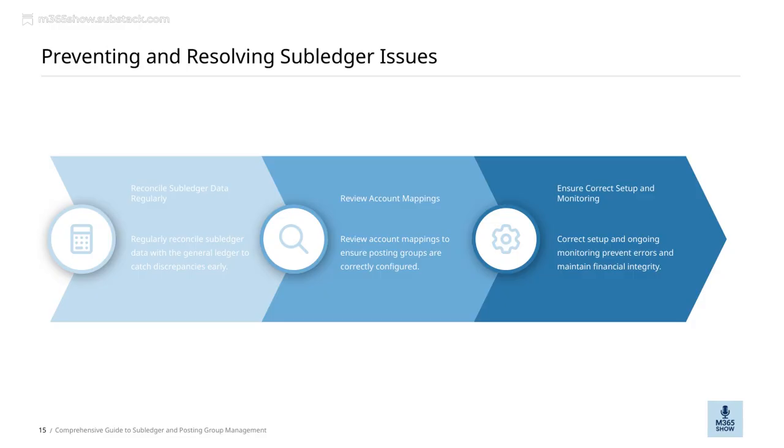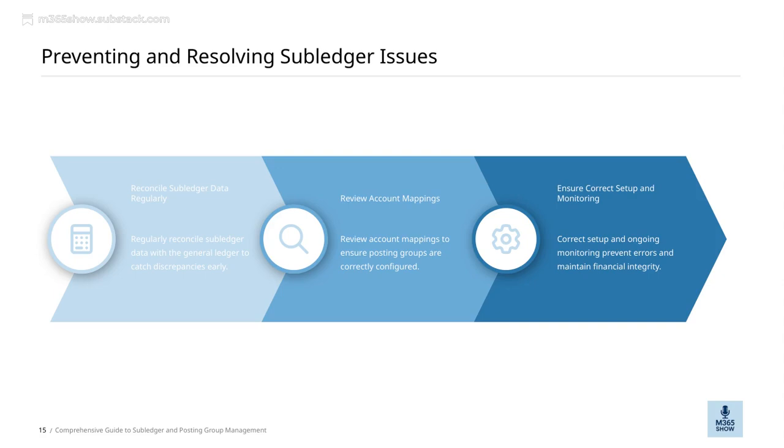One of the first steps is to review your account mappings regularly. You want to make sure that your posting groups are set up correctly, because any misconfiguration here can lead to discrepancies later on. It's about double-checking that each account is mapped accurately to the right posting group.